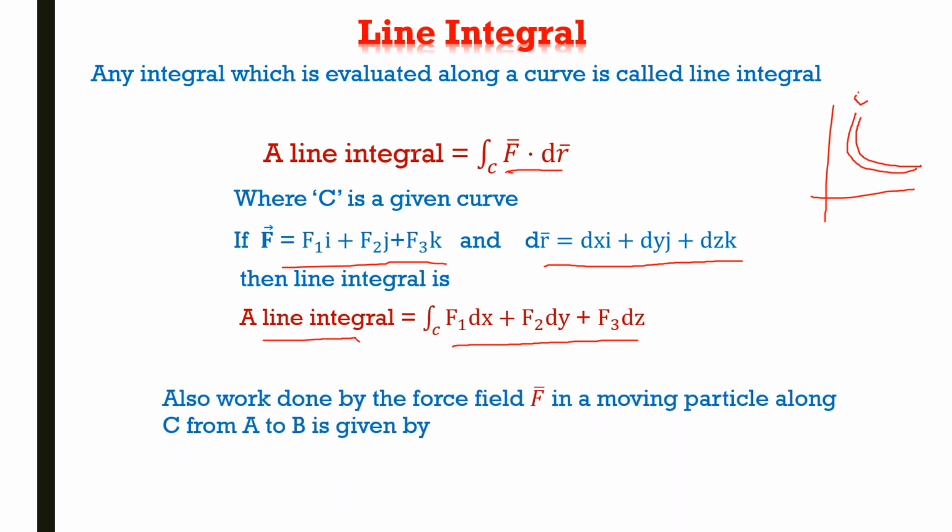Now, the work done by the force field F bar in moving a particle along the curve C from A to B is given by the same result. So we use this same result to calculate the work done also. Work done is equal to the integral from A to B of F bar dot dr bar, which is nothing but the same, F1 dx plus F2 dy plus F3 dz.